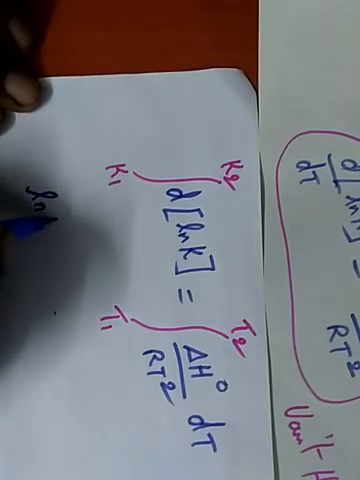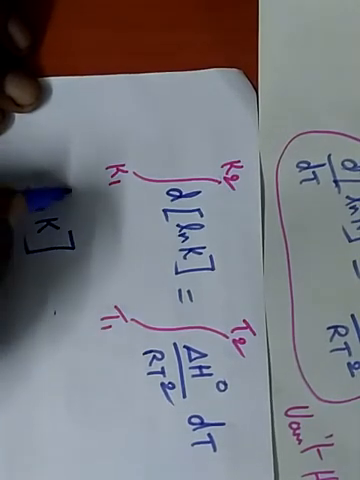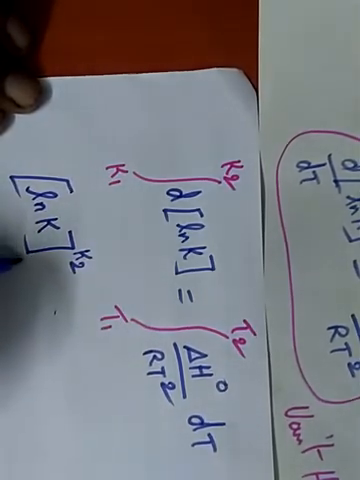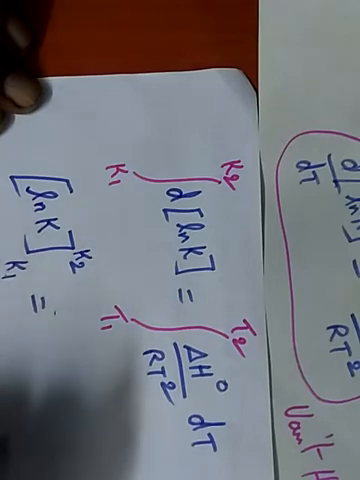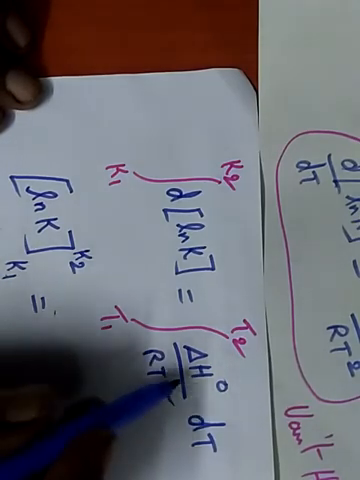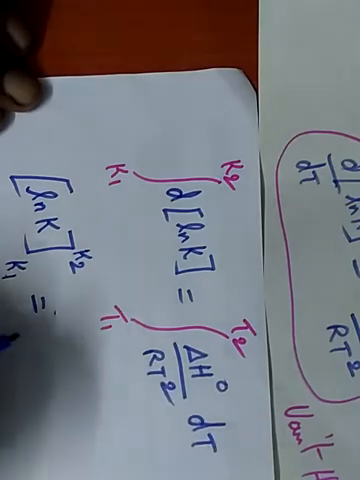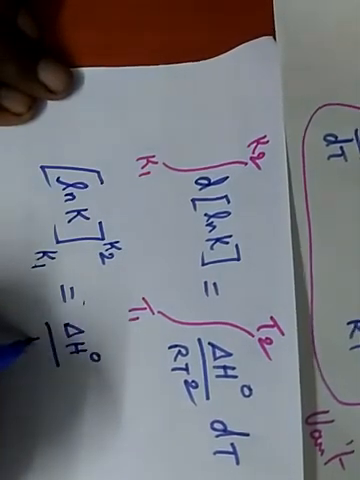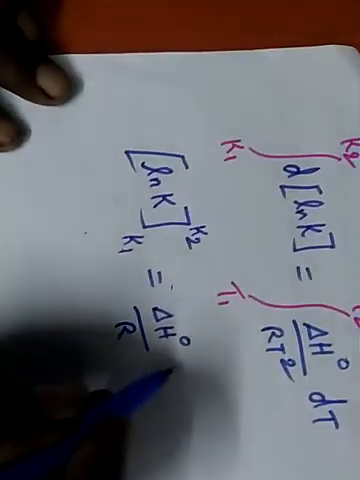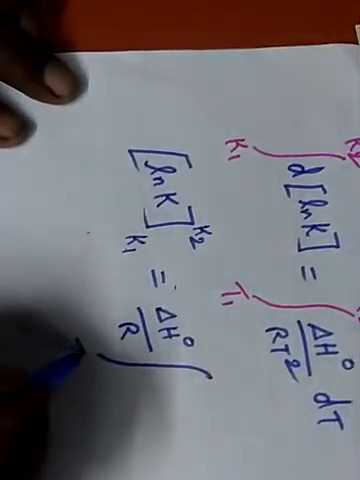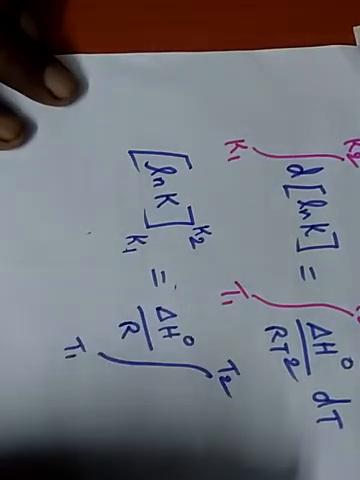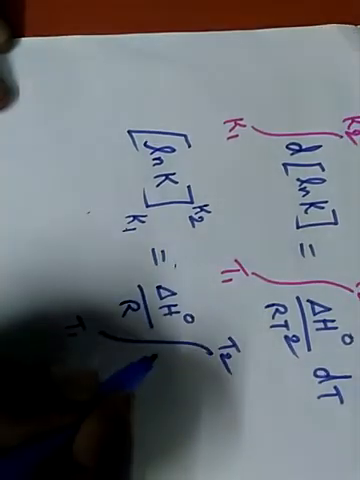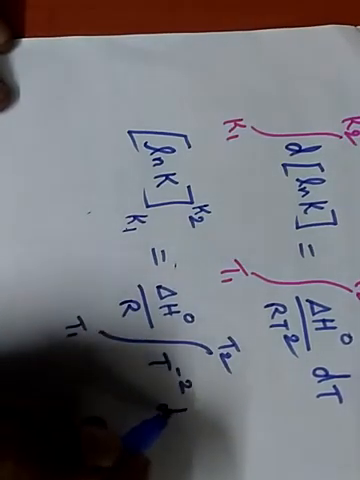So now you have ln K, with upper limit K2 and lower limit K1. Now we already said ΔH° and R are constant. You pull them outside, so ΔH° by R is a constant, and you take that term outside. The integration is from T1 to T2. Now this T squared is in the denominator, so you move it to the numerator, and it becomes T power minus 2 into dT.